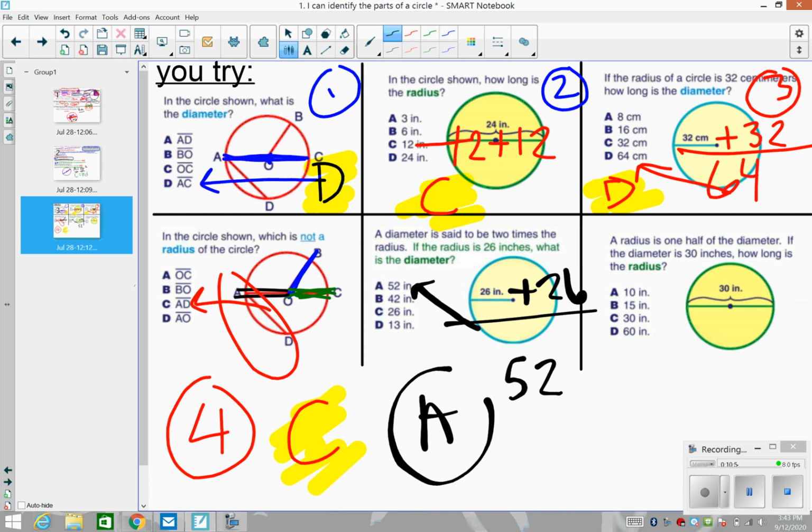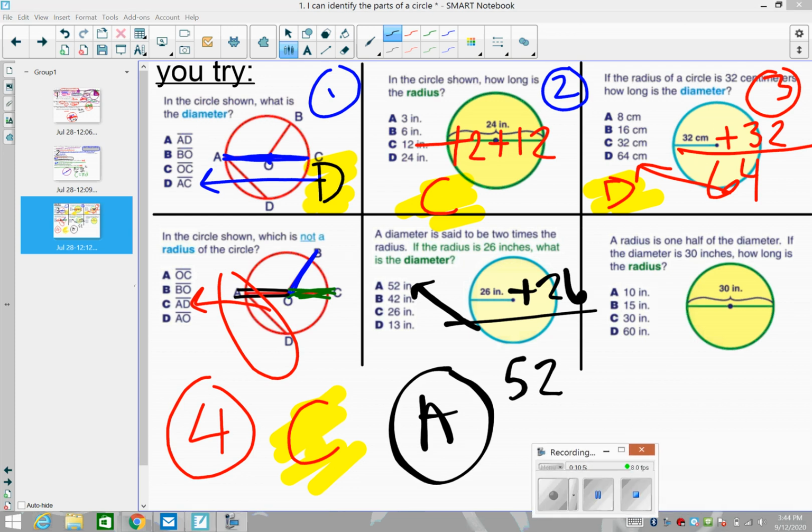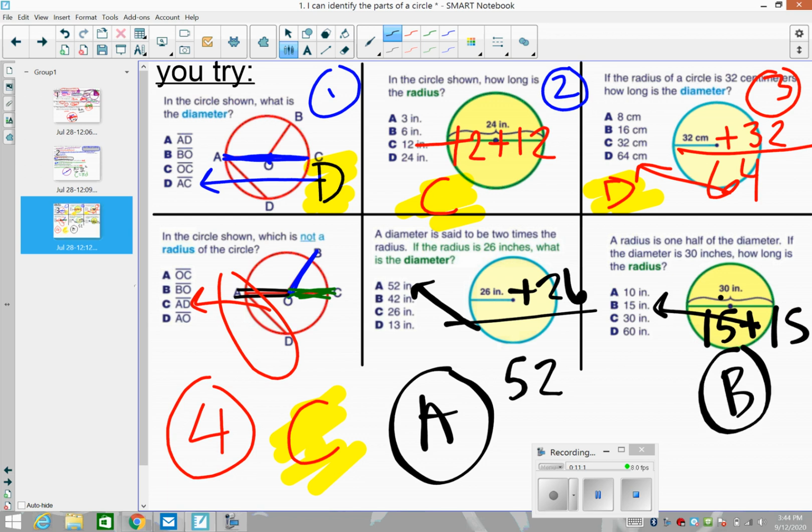Oh, yay, we used something other than C and D. Last problem of the day. A radius is 1/2 the diameter. If the diameter is 30, how long is the radius? Well, then it would be 15 plus 15 to make the 30. Answer should be B. Oh, so exciting. We used all 4 letters. That is our lesson for today.